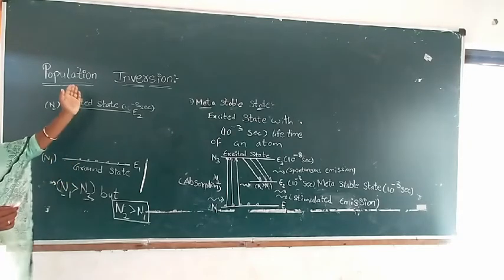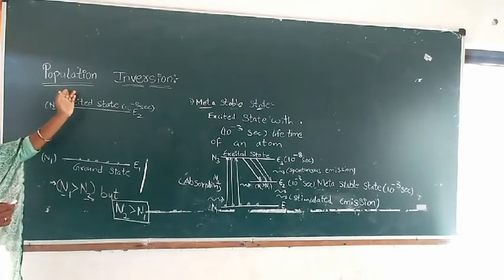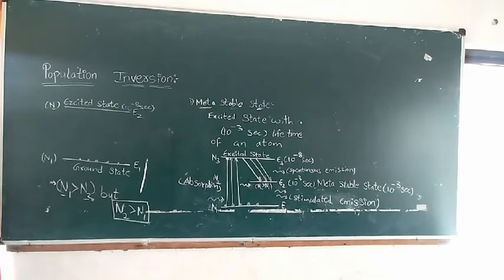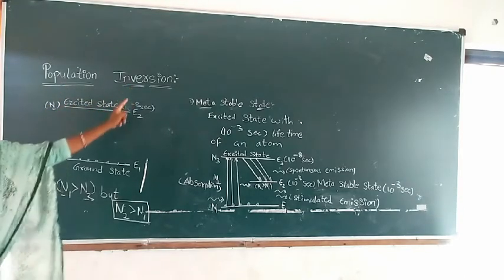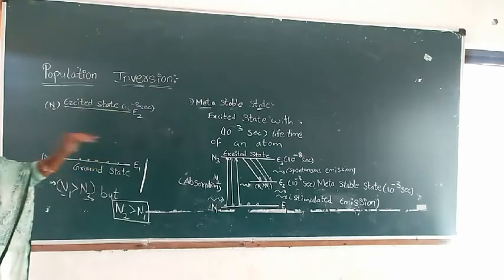But what is our definition? Population inversion. So we have to make the population inverse. That is, we have to make the number of atoms more in the excited state than in the ground state. You got the point. What does population inversion mean? The population should be inverse to achieve the principle of laser.